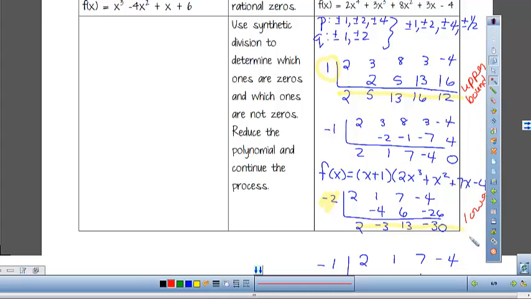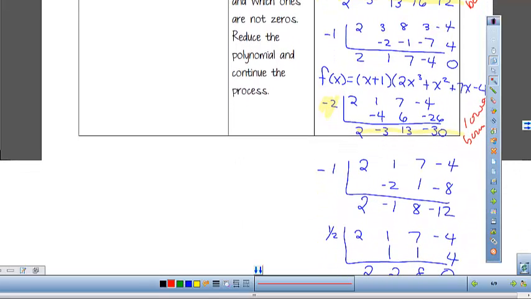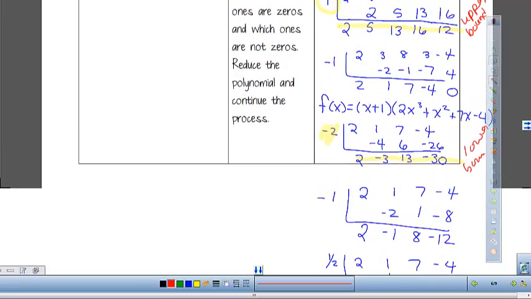Would it also work where we did -1 and it was 2, -1, 8, -12? Yes, very good. Again, it showed that this was still a lower bound. And then we went back and found a number that was between -2 and +1. The other zero that we found was between the two of them, not outside of that range. Okay, very good.